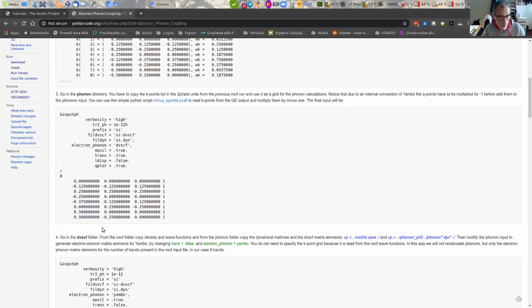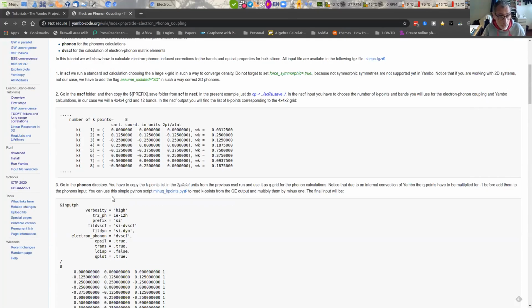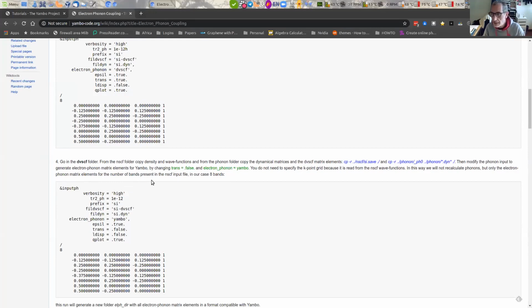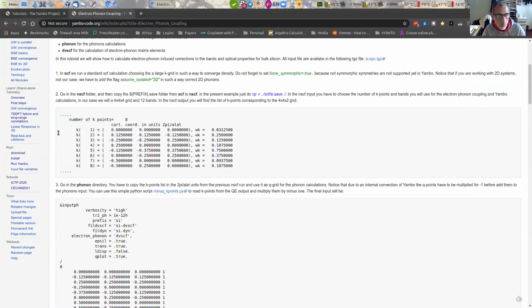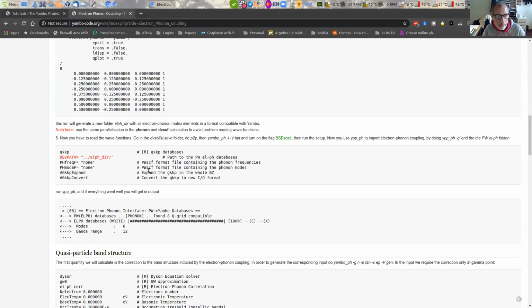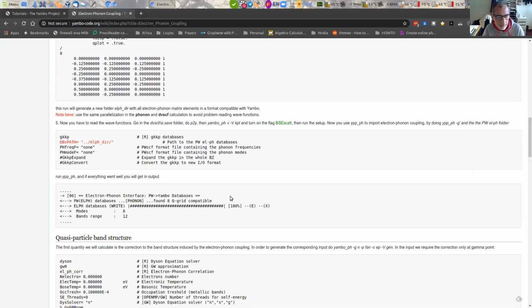So you need to calculate first PW, and then you need to calculate the phonons. And you can easily realize this is the heaviest part of the story: calculation of the phonons, the organization of the density, or the dynamical matrices. And yes, you get phonons, then you do a calculation of the DVSCF, so of the electron-phonon matrix elements, again using PW. Then you can put everything together using YPP and Yambo, and obtain the electron-phonon databases that are read by Yambo to do all consequent calculations.